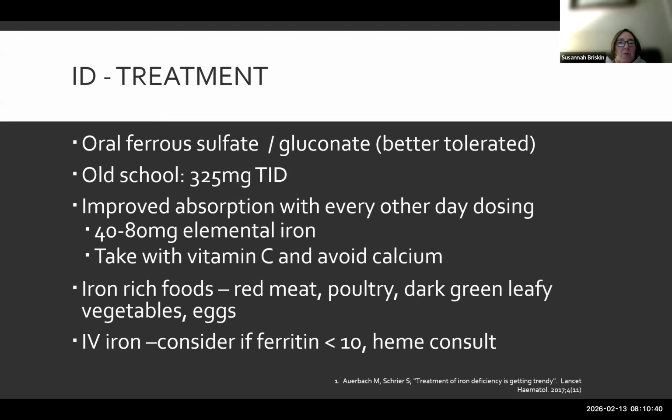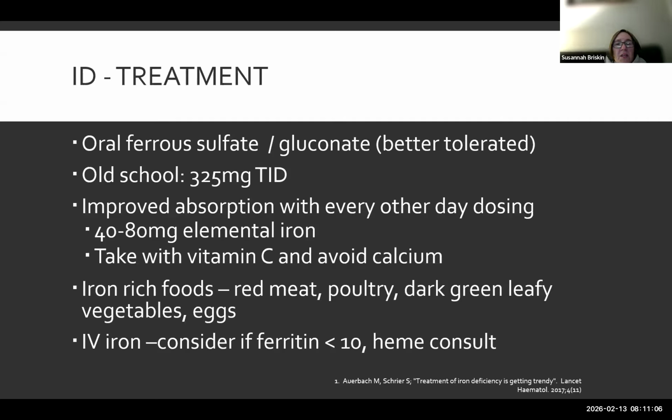So how do you treat this? Well, kind of standard old school, and still probably the most common way, is just oral. So there's ferrous sulfate and ferrous gluconate. The gluconate version is better tolerated. They say it has better absorption and it's easier on your stomach. There are some studies showing improved absorption with every other day dosing.